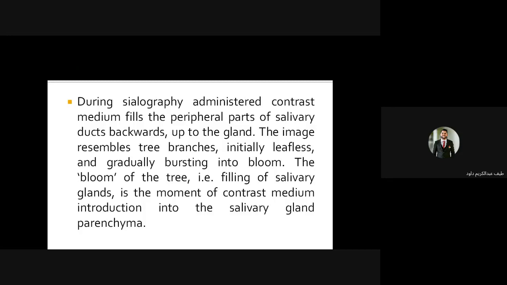Then after that, the patient has to wait for about 10 to 15 minutes. Then we are going to take an X-ray of this type of patient. And here we could demonstrate the tree-branch-like or leafless appearance, like the blooms of a tree, and the contrast medium introduced into the salivary gland parenchyma area.